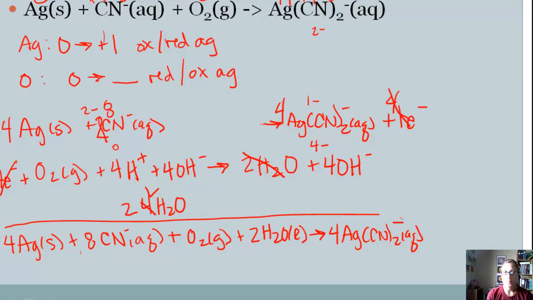Oh, I'm running out of room. Let's see, what else do I have left? Just the 4 OH minus ions. Okay, make sure that you do a quick check that everything is balanced and that all your charges are balanced. Looks to me like we're good. So that's how you would balance for basic.